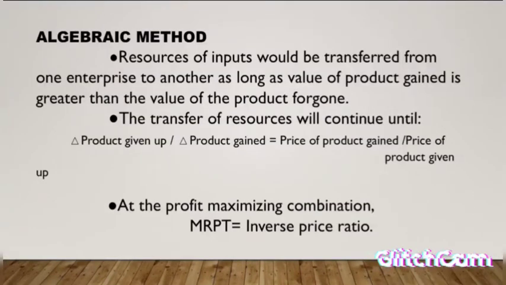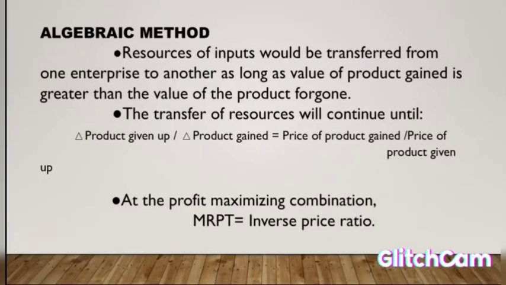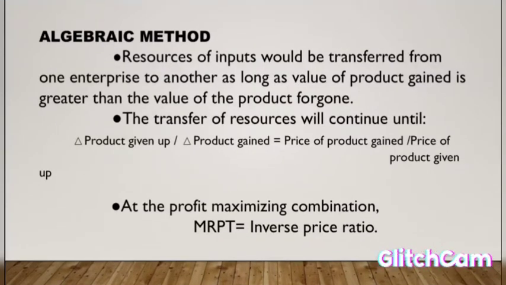In the algebraic method, the resources or inputs are transferred from one enterprise to another as long as the value of the product gained is greater than the value of the product foregone. Transfer continues until the product given up divided by the product gained is equal to the price of the product gained divided by the price of the product given up. At the profit maximizing combination, MRPT is equal to the inverse price ratio.